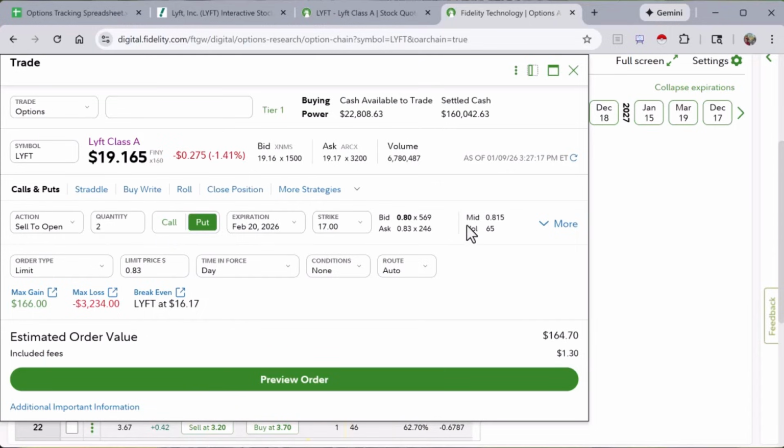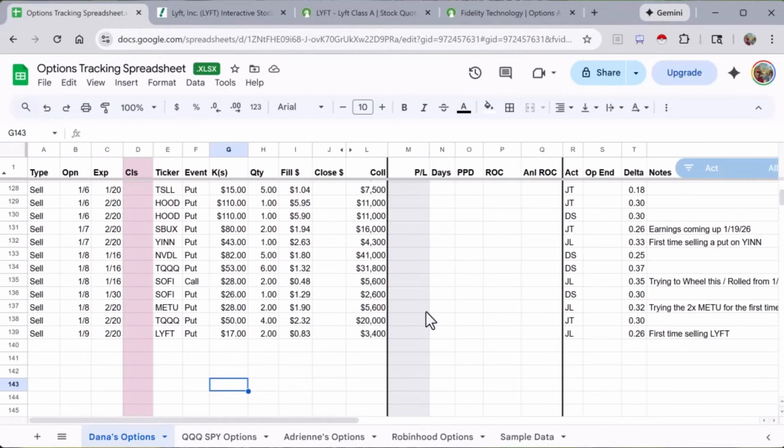So everything looked good. I hit preview order. Can't do that because I already did it. But basically, all this information would pop up and you can't change it. It's kind of like read only. You confirm everything. You can hit back or hit submit order. And then if everything is good, it pops up and you just sold yourself a cash secured put. So let's assume I did that. Actually, let's not assume. Let's go ahead and continue because I did do that.